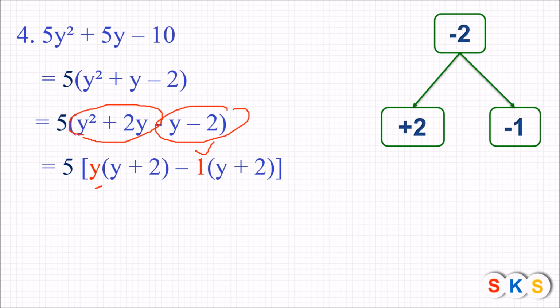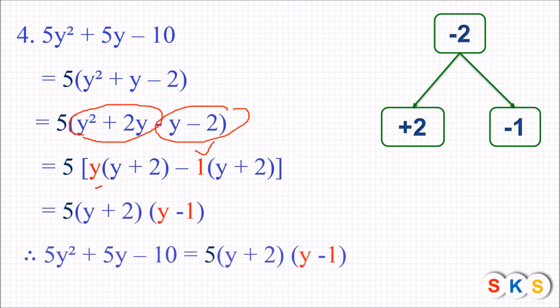Let's see what we will get further now. Here we will get 5, and in a bracket you'll get y plus 2 into y minus 1. So the factor of 5y square plus 5y minus 10 is 5 in a bracket y plus 2 in a second bracket y minus 1.